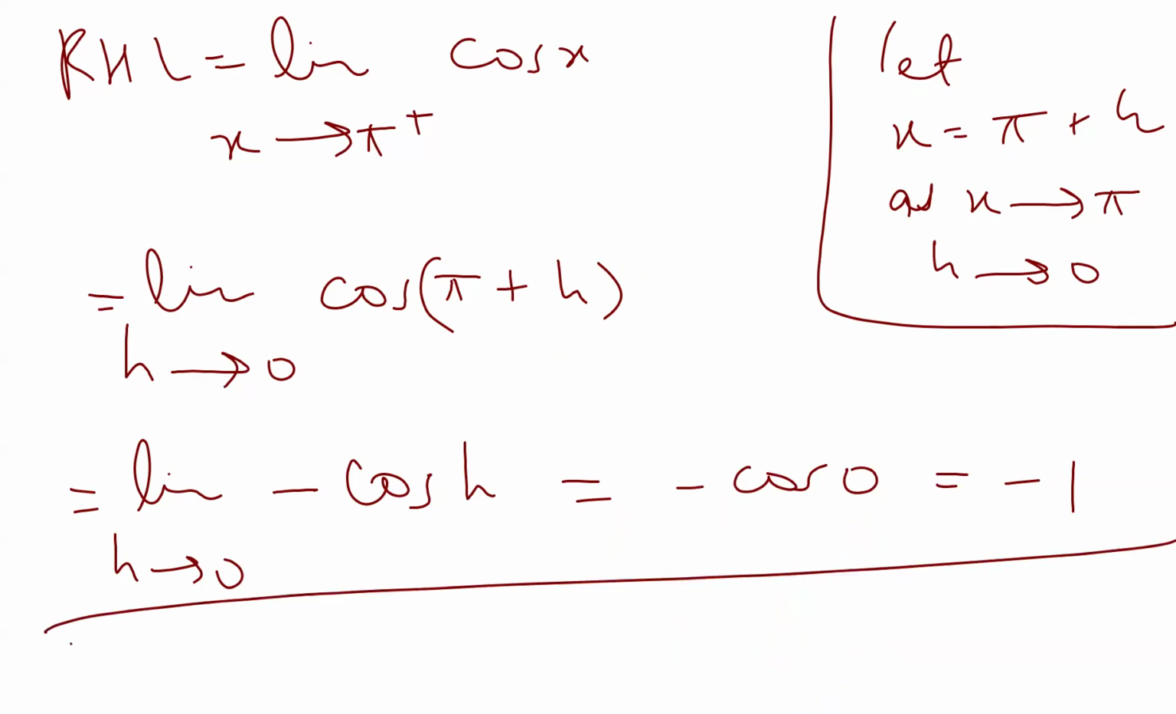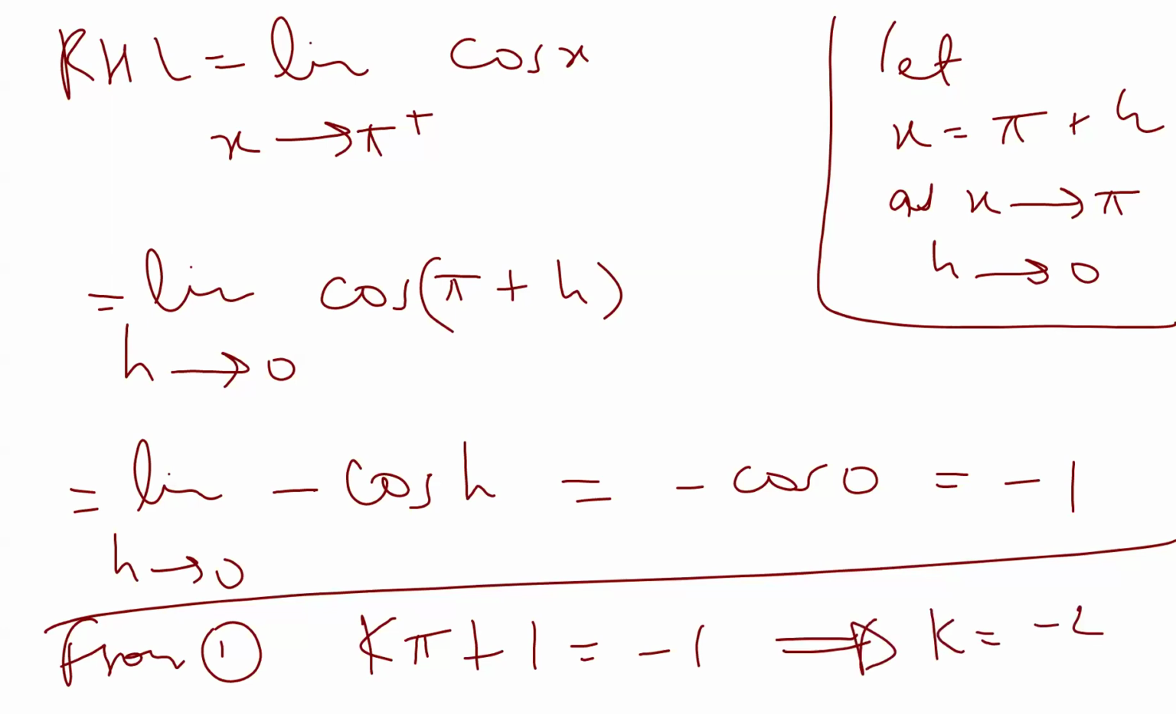So see now from 1 LHL equal to RHL. So LHL is equal to k pi plus 1 equal to minus 1. So k is equal to, you can solve from this, minus 2 by pi. Okay. I hope you're understanding this. Okay, let's go to question number 18 now.